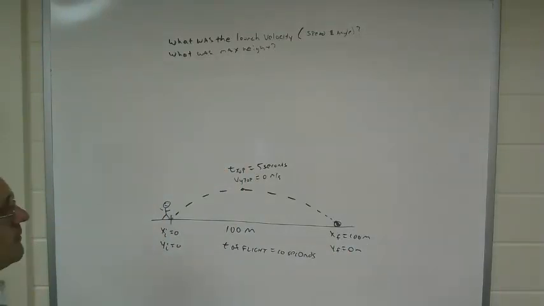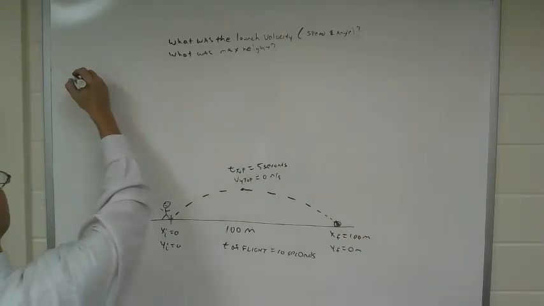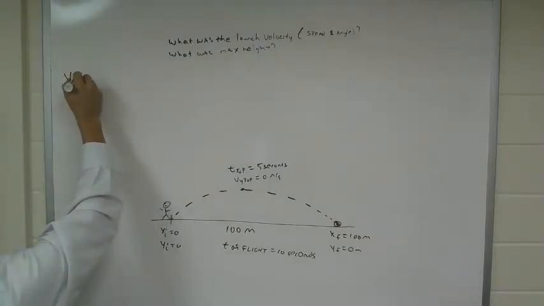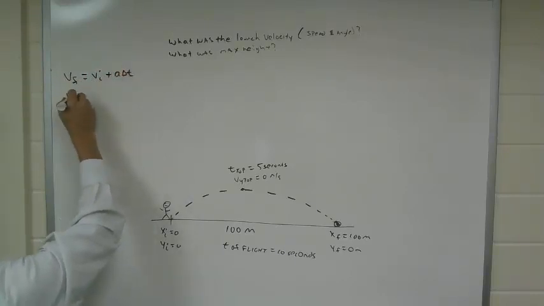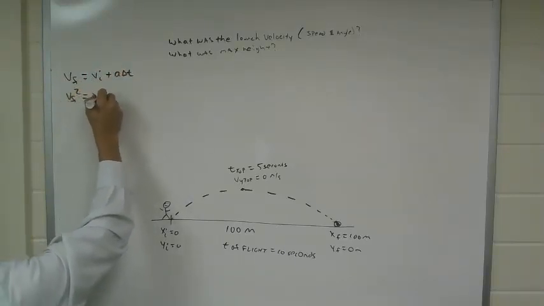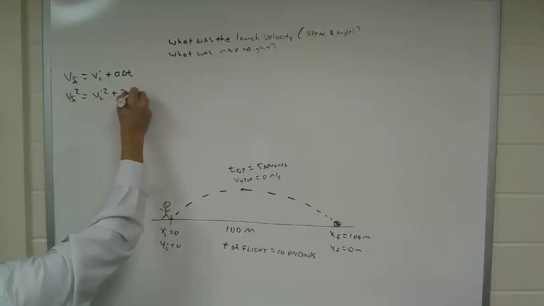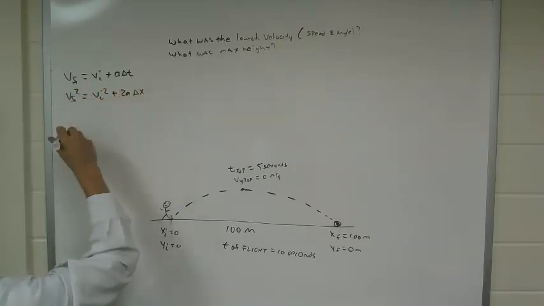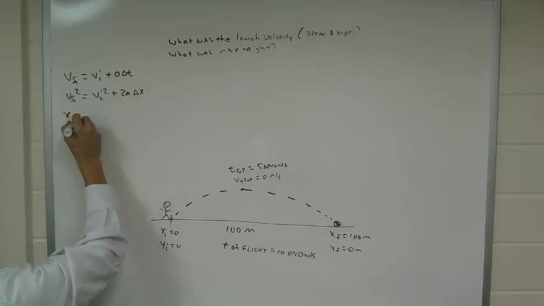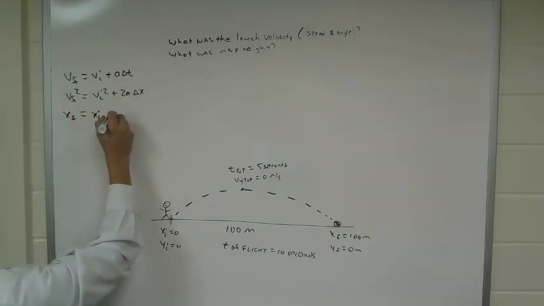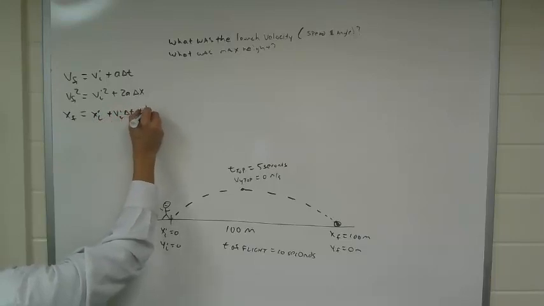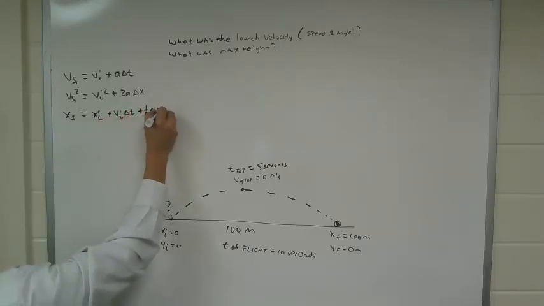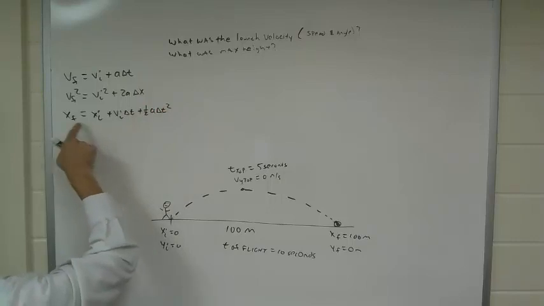This plethora of information. We remember we have our equations of motion. V final is V initial plus A delta t. We have V final squared is V initial squared plus 2A delta x, where that can be x or y. And we have x final is equal to x initial plus V initial delta t plus 1/2 A delta t squared, where these x's could be x's or y's.